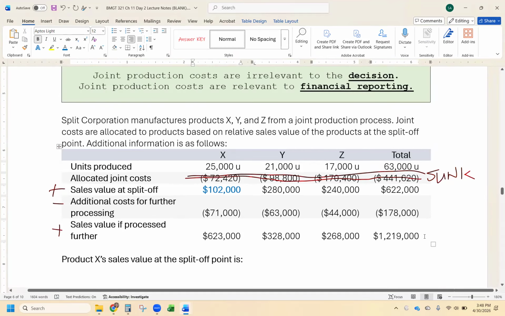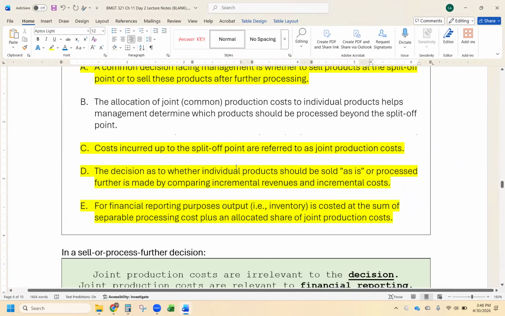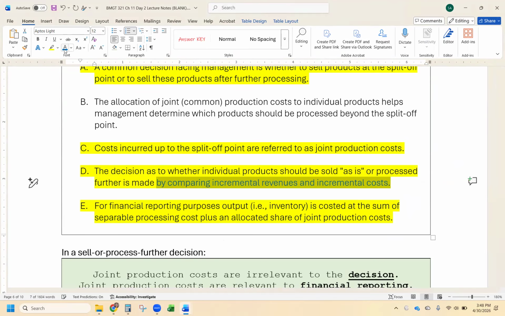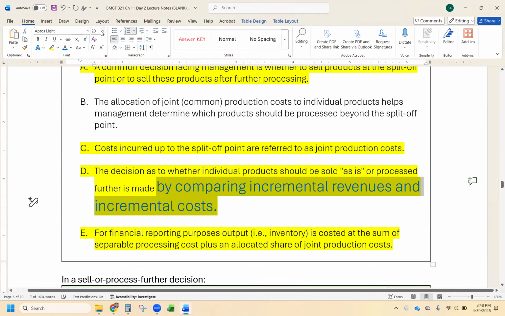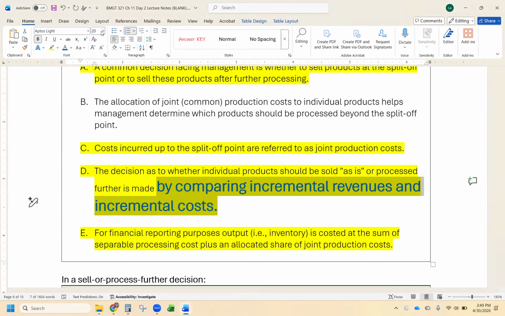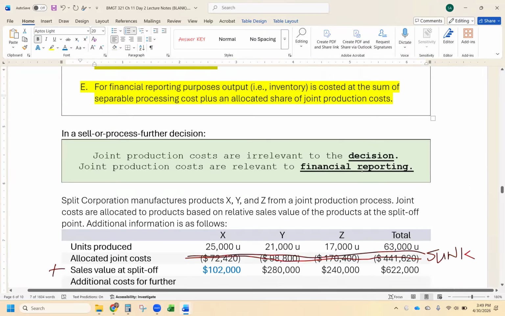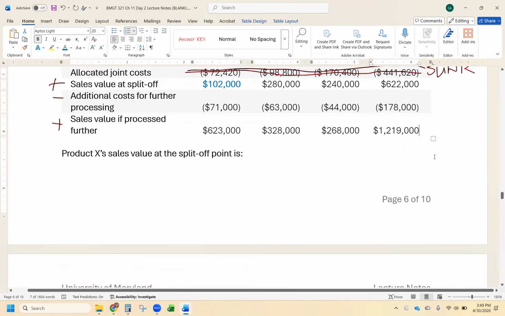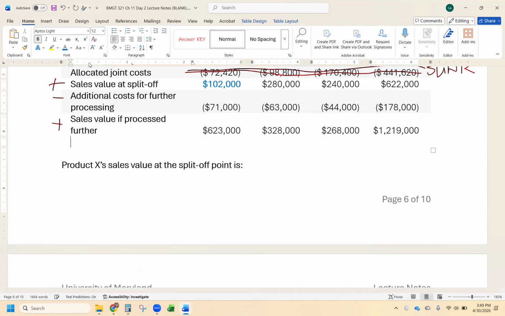All right, now what we need to do is what it says here in D. Compare the incremental revenues and incremental costs. That's what we need to do. So we need to calculate the incremental revenues and calculate the incremental costs. Cool. All right, so let's go do that. So let's go down here. So we've got our next row. I'm going to call this the incremental revenues.